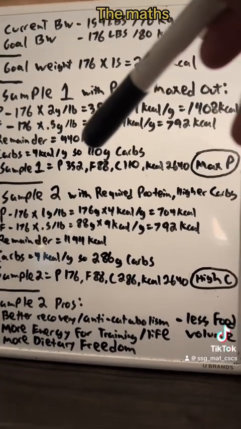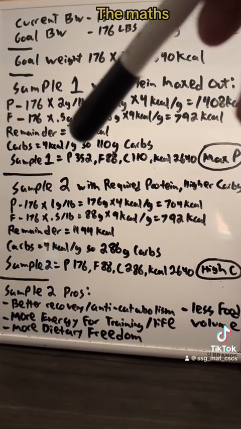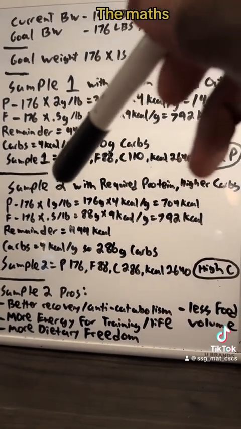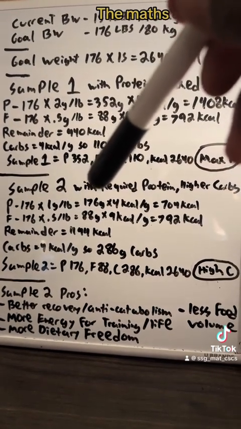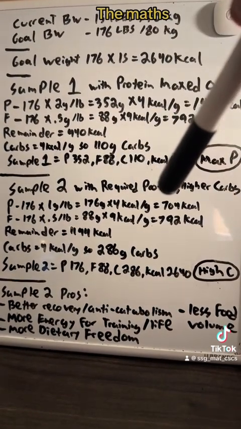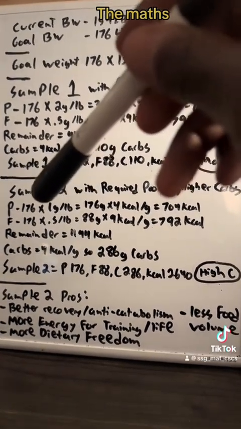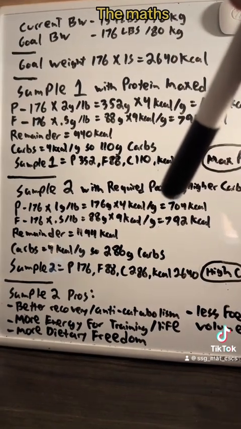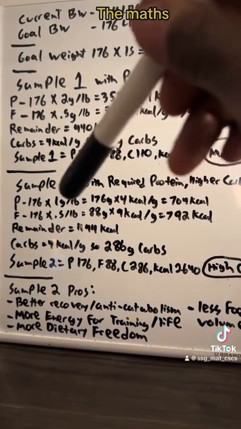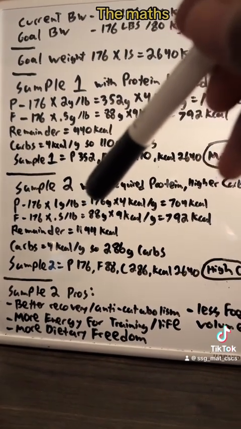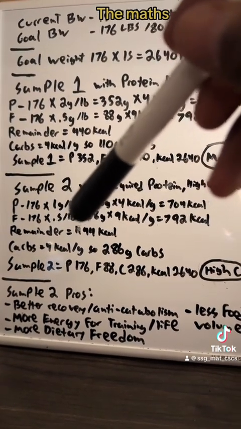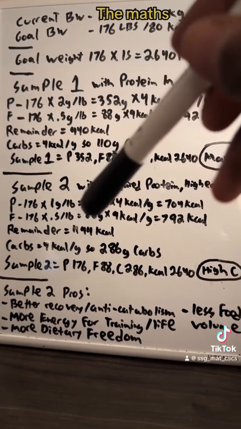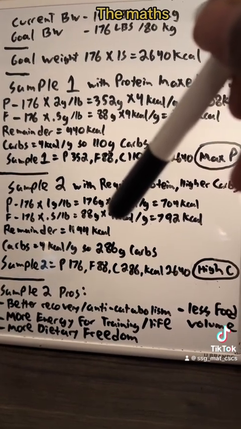All right, now, sample 2, we're gonna keep his protein at 1 gram per pound, all right? And then, so starting with that, we have 176 times 1, 176 grams, times 4 calories per gram, 704 calories of protein. Fats are the same with 0.5, so 88 grams of fat times 9, 792 calories of fat. Now that gives us 1,144 calories remaining, and I'm gonna put all that into carbs. So 1,144 divided by 4 calories per gram, that's 286 grams of carbs.